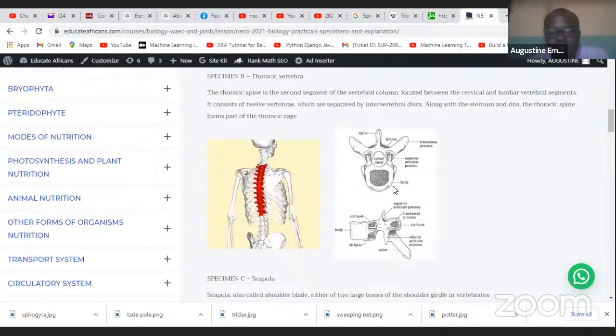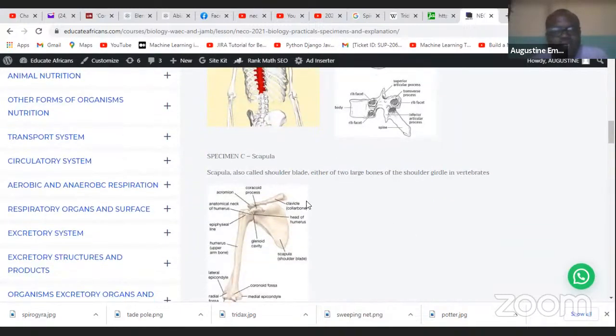You can see the diagrams, so take note of the diagram. It has the spine, the lamina, the transverse process, the superior articular process. The spinal cord goes in here, and the body. Take note of the different views, the rib facets, the body. So these are different views of it. This is where you can look at the thoracic vertebra. Very important.